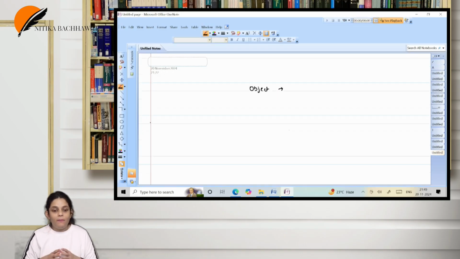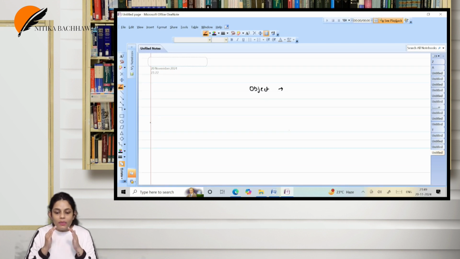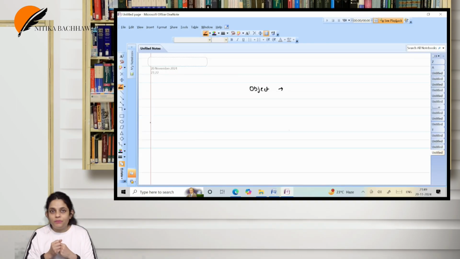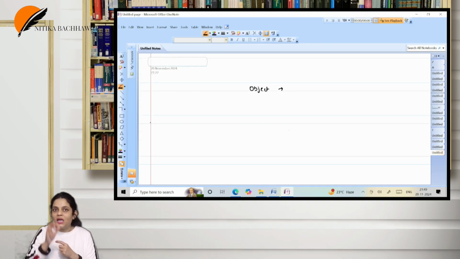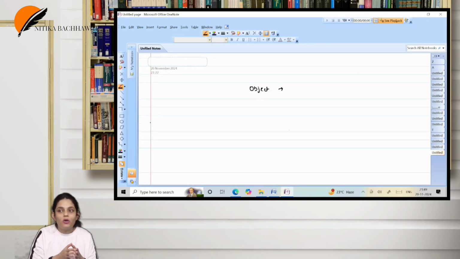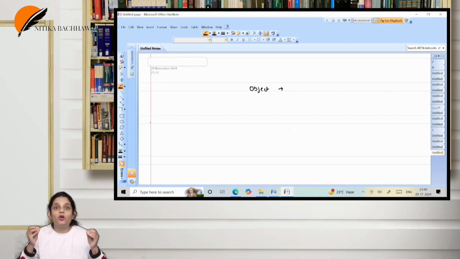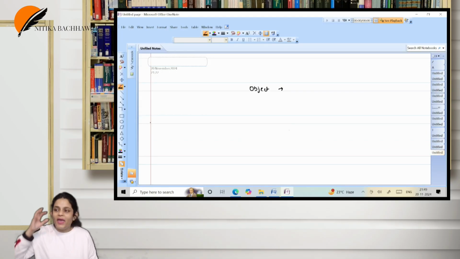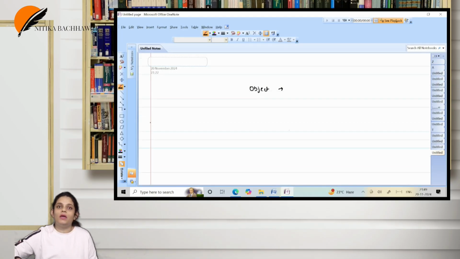So let us say the company wants to start a factory, okay, and the object clause says that the company is going to manufacture some goods. But the object clause does not say that the company is going to rent a factory or purchase a factory. Company cannot do that also. So whatever the company wants to do, everything has to be given in the MOA.